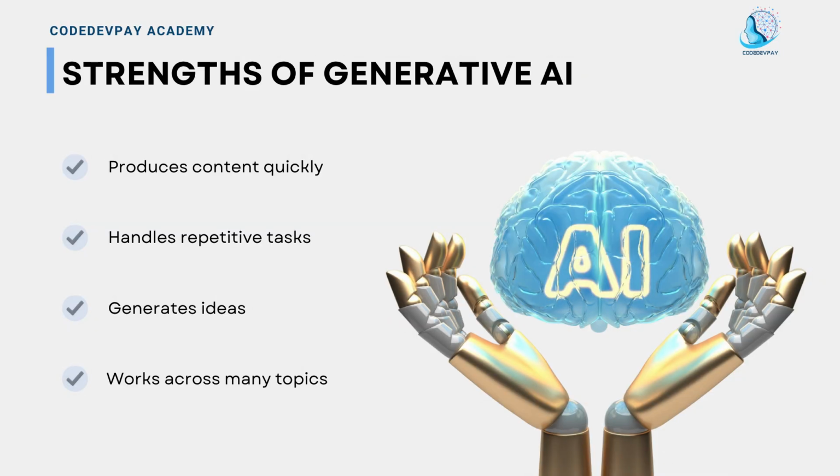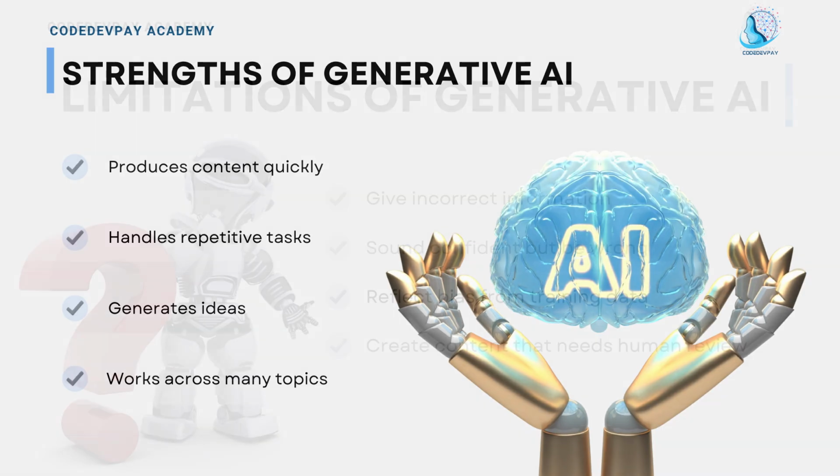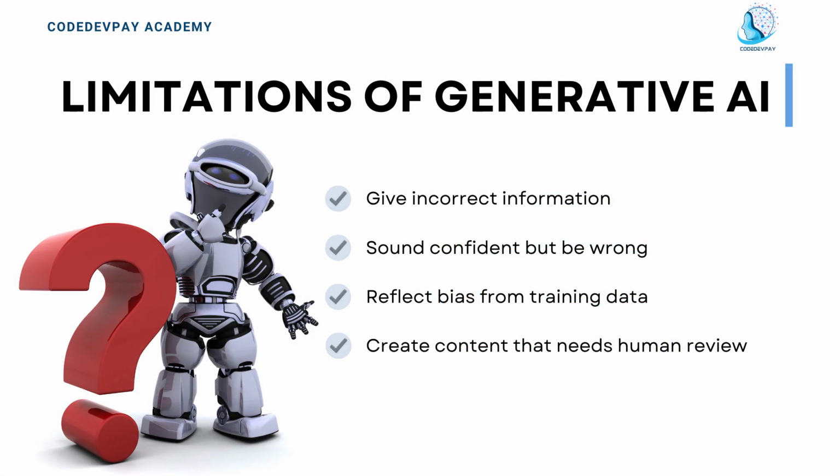Now let's quickly glance through the strengths of generative AI. Generative AI generates content quickly, handles repetitive tasks, generates ideas, and works across networks. Some limitations include that it reflects bias in training data, cannot replace human judgment, and cannot truly understand meaning. Let's note that AI is an assistant and it shouldn't be used as a decision maker.